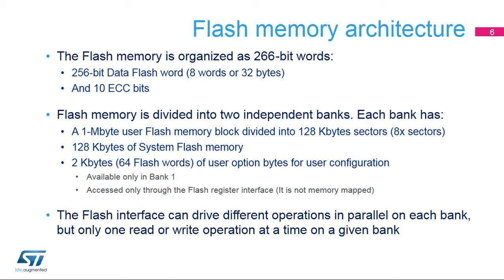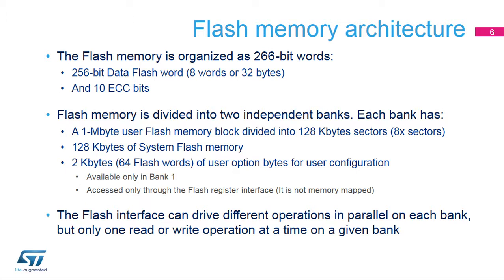The flash memory is organized as 266-bit flash words that can be used for storing both code and data constants. Each word consists of one flash word, 8 words, 32 bytes, or 256 bits, and 10 ECC bits. The flash memory is divided into 2 independent banks. Each bank is organized as follows. A 1 megabyte user flash memory block containing 8 user sectors of 128 kilobytes, 4,000 flash words.